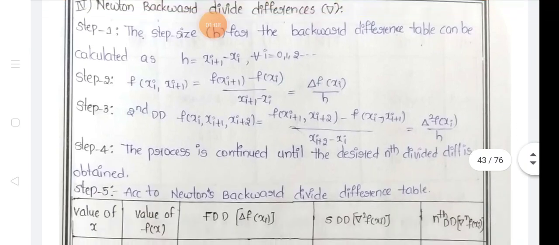Step 3. Second divided difference. f of [x_i, x_{i+1}, x_{i+2}] equals f of [x_{i+1}, x_{i+2}] minus f of [x_i, x_{i+1}] divided by x_{i+2} minus x_i, which is equal to delta square f of x_i. Step 4. The process is continued until the desired nth divided difference is obtained.